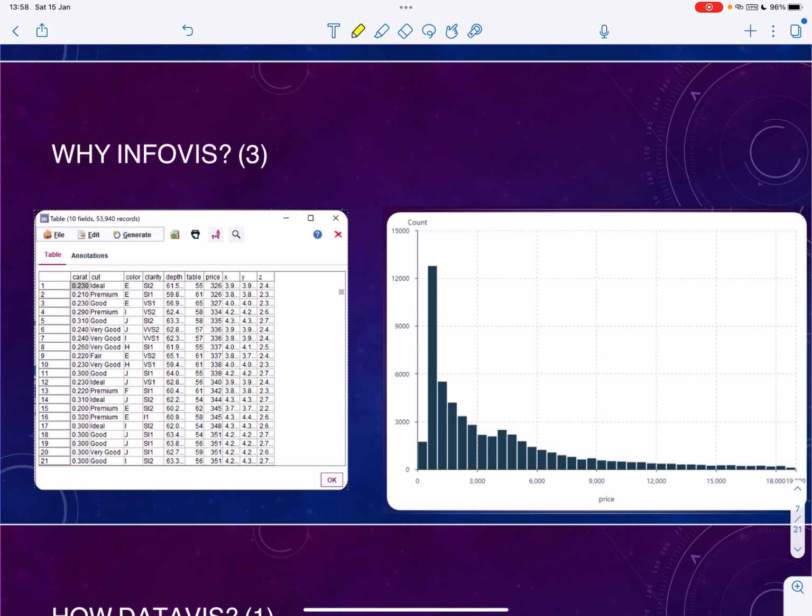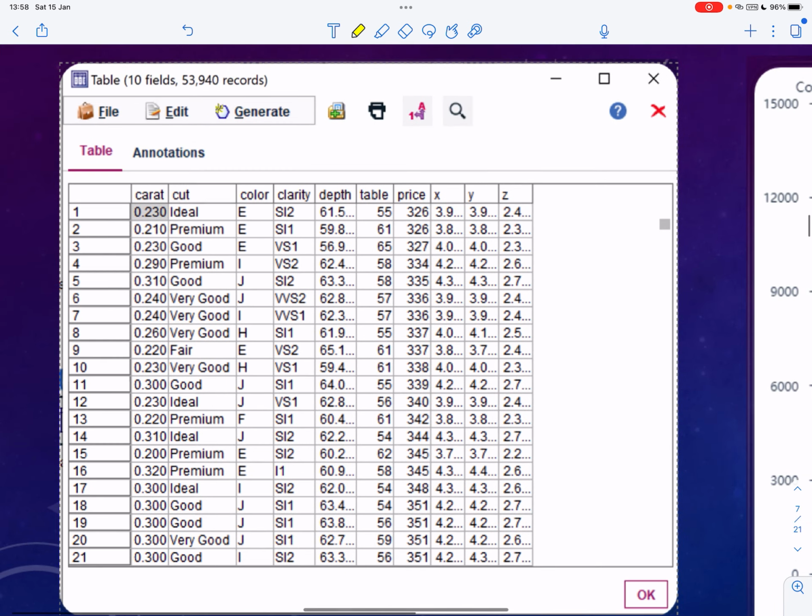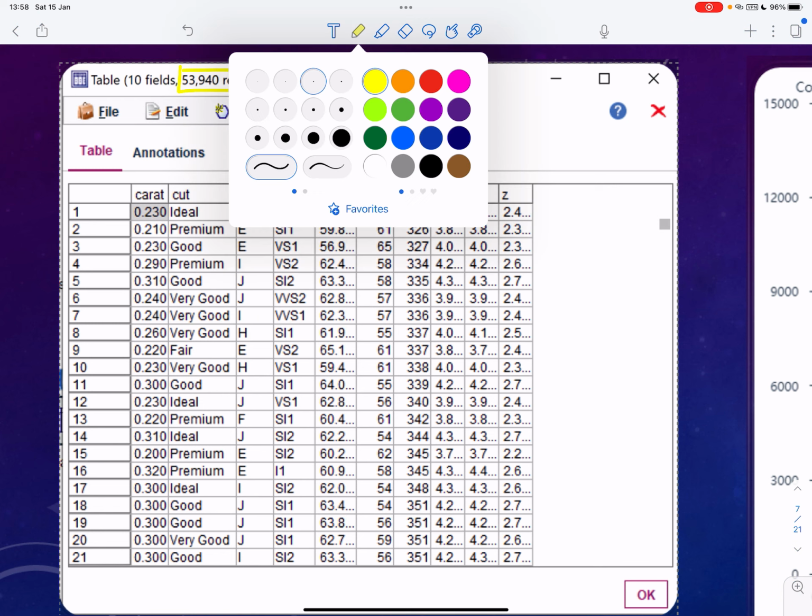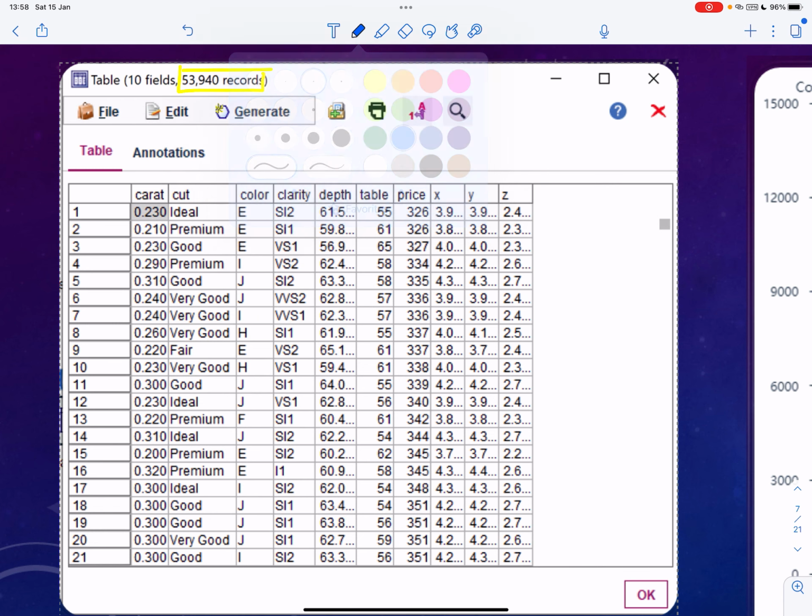In an example, this is a data set of 54,000 records and 10 fields or variables. And it's about diamonds. It's a very famous data set. Every record is a diamond.